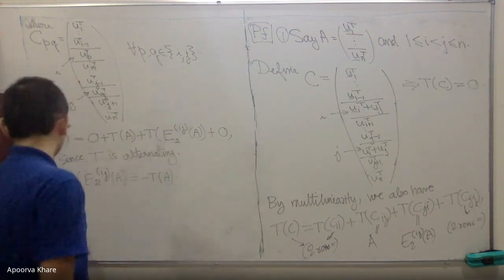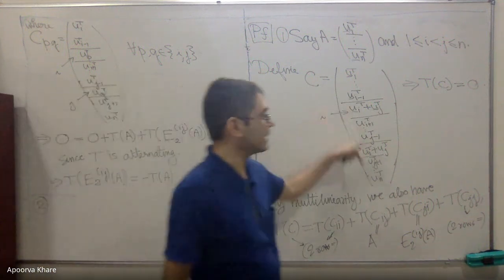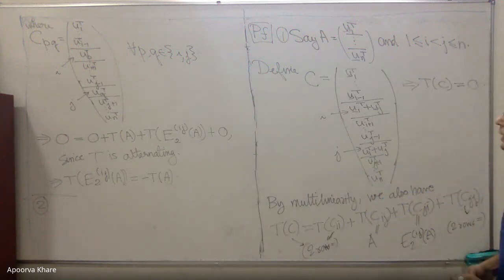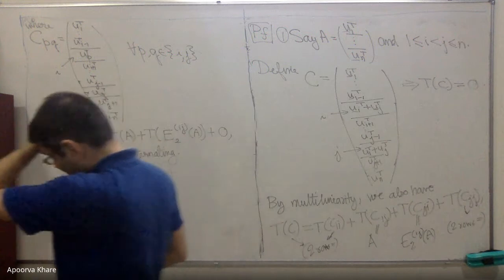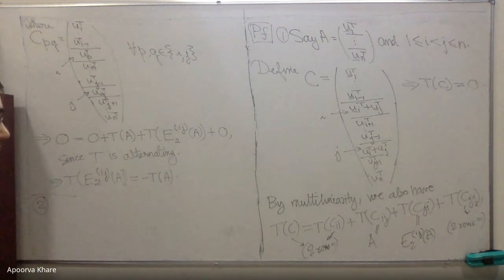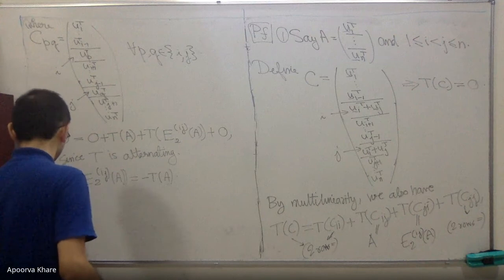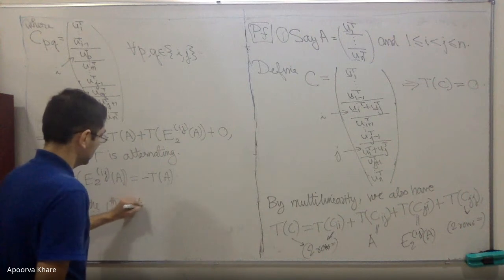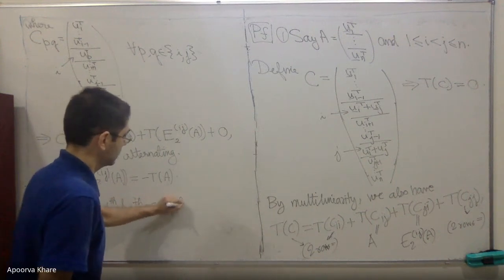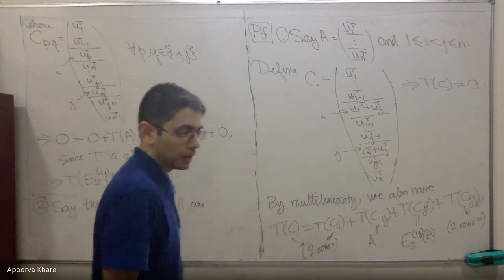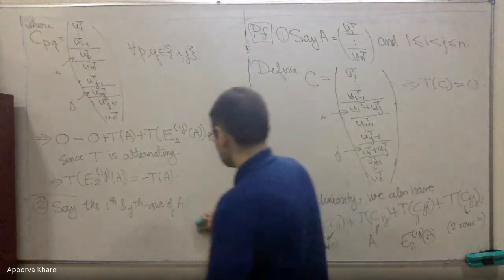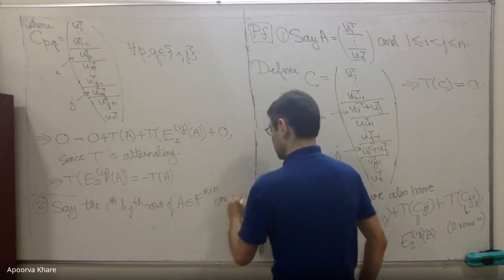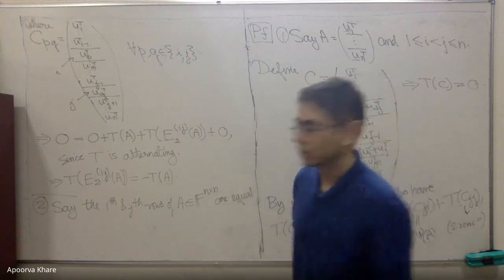That is part 1. It's just literally writing down a clever matrix where you have the ith and the jth rows added up together. The second part is the converse. So that is actually, I think, slightly simpler. So let's just say the ith and the jth rows of A are equal. Let's say A belongs to F to the n cross n. Okay. Then it's very simple.